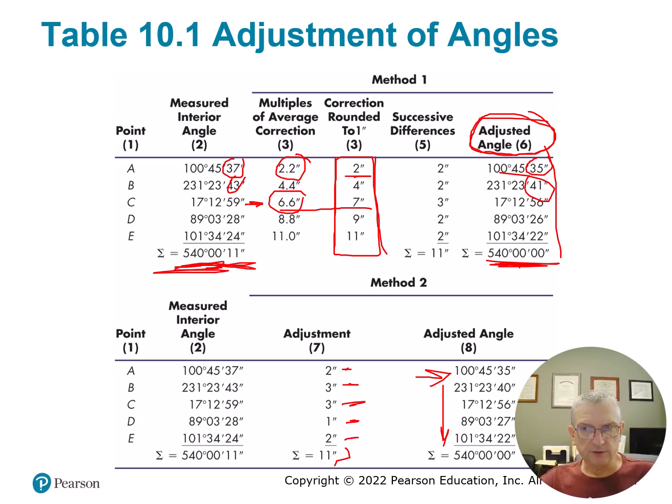Now this method 2 is taking traverse legs into account just a little bit. So they're putting more angular error into the longer sights, which in theory you should have less angular error in the longer sights because you have better focus.